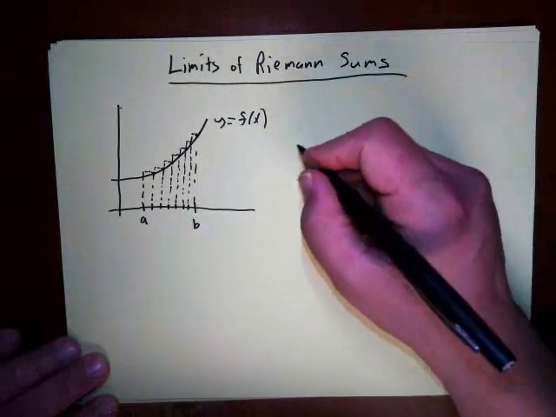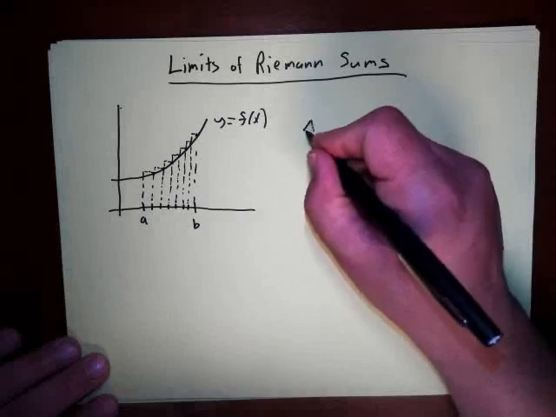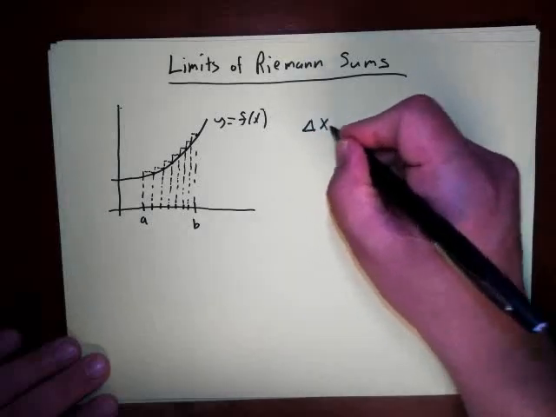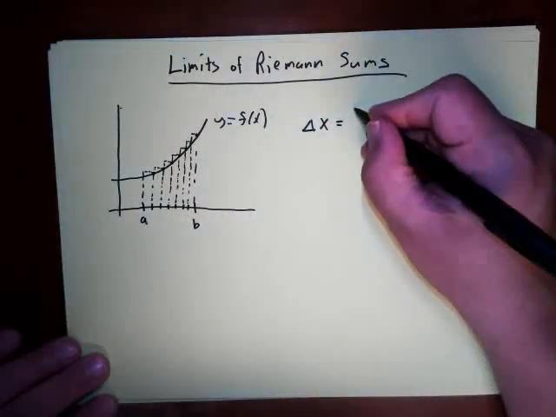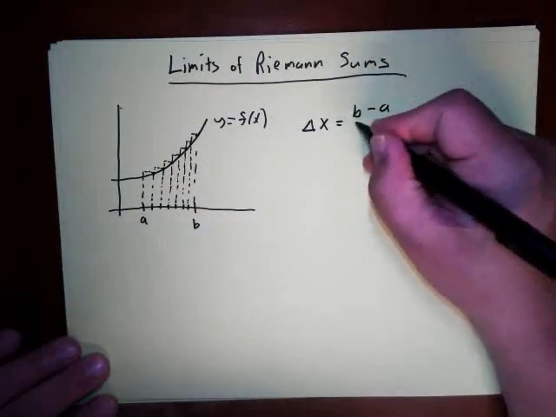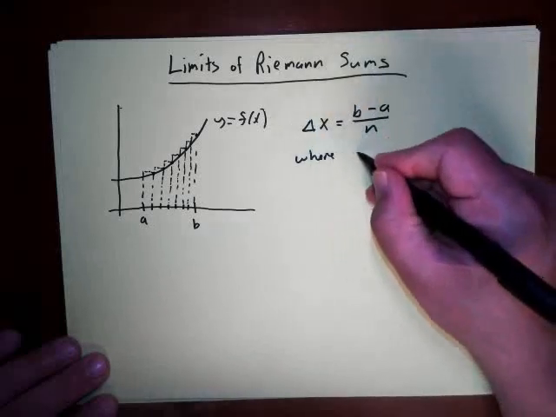Okay, and so the width of one of those intervals, we're going to call delta x, and the width of one of those intervals is going to be b minus a divided by n. And this is where n is the number of rectangles.